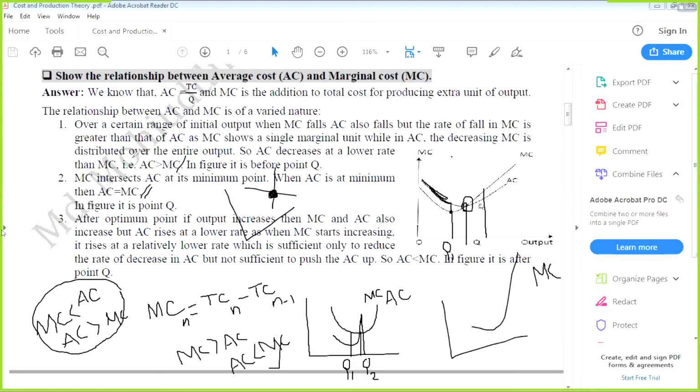Again, here I have written, I hope it will be clear. Look, over a certain range of initial output, when marginal cost falls, average cost also falls. Okay, marginal cost and average cost are both decreasing. But the rate of fall in marginal cost is greater than the rate of fall in average cost. Why? Because at this level of output, marginal cost goes quickly to zero, but average cost doesn't go quickly to zero. So it means what? Make it clear. I am not saying that it is zero, it is -3.